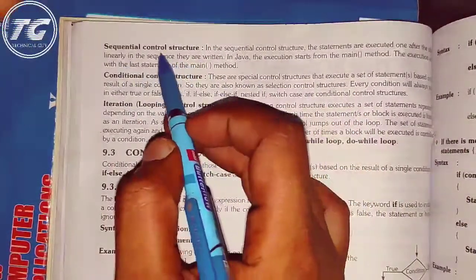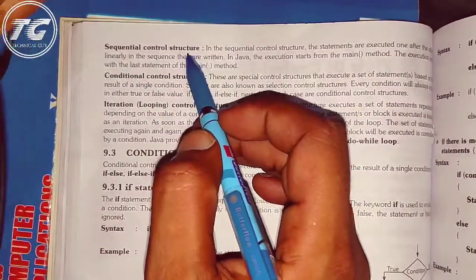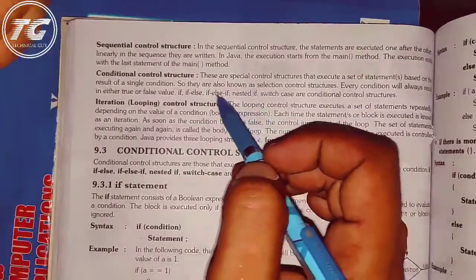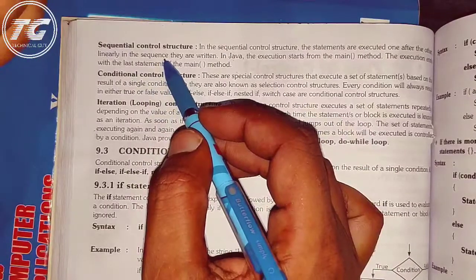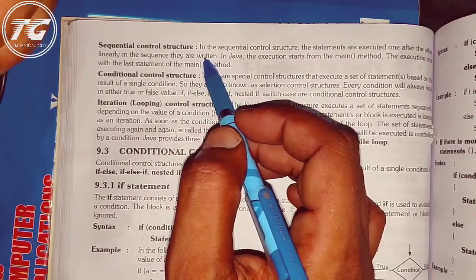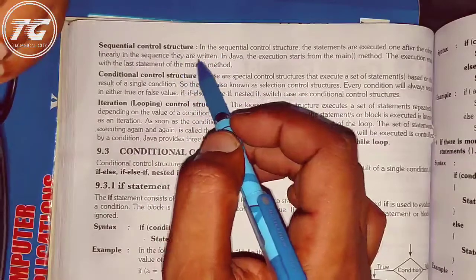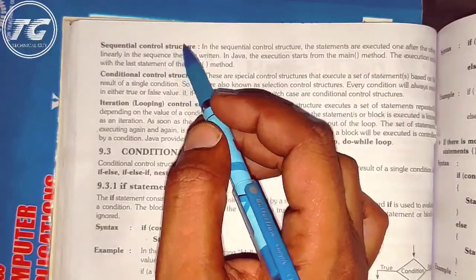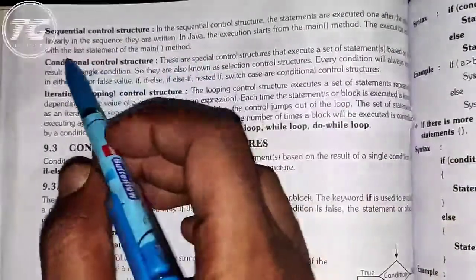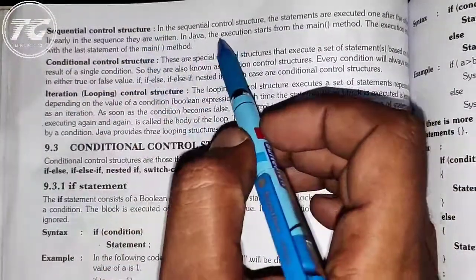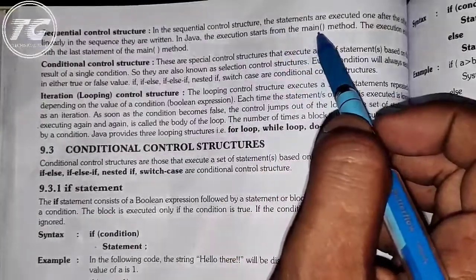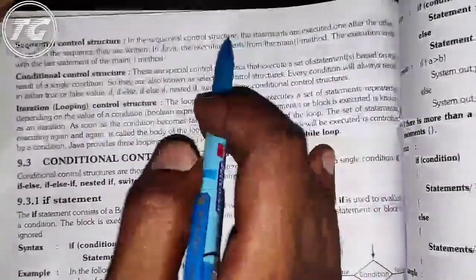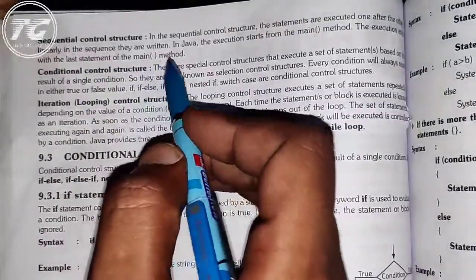In a sequential control structure, as I told you, the statements are executed one after the other in a linear sequence. The order in which they are written is the order in which the statements will be executed. So in the sequential control structure, the execution will start with the main method, and the execution will end with the last statement of the main method.